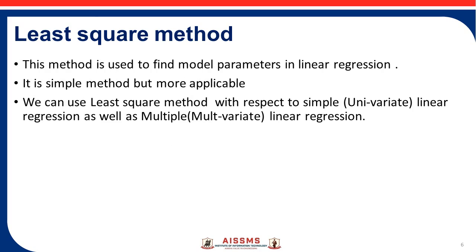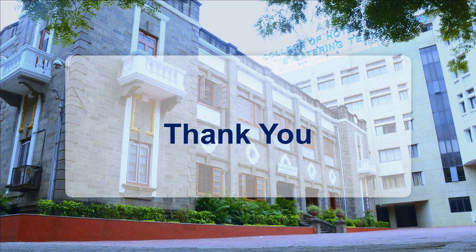This is an example of a linear model, that is the least square method. We are going to use the least square method in linear regression. This method is used to find the model parameters in linear regression. It is a simple method but more applicable, meaning we can apply this method to many more problems in machine learning. We can use the least square method with simple, that is univariate regression, as well as multiple, that is multivariate linear regression. Thank you.